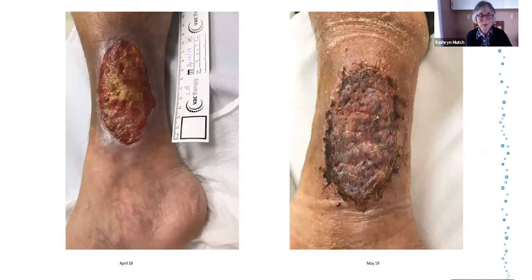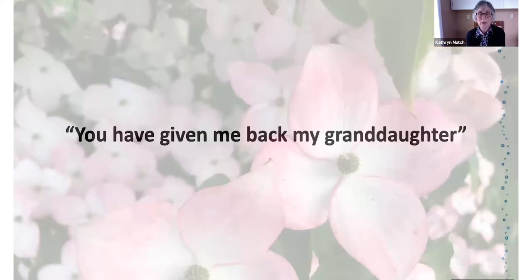As a side story, while she was on the unit, her family, whose relationship was somewhat strained, were in to visit her. She came and went in their lives as well. Her grandmother came up to me and she said, "You have given me back my granddaughter." Thank you.